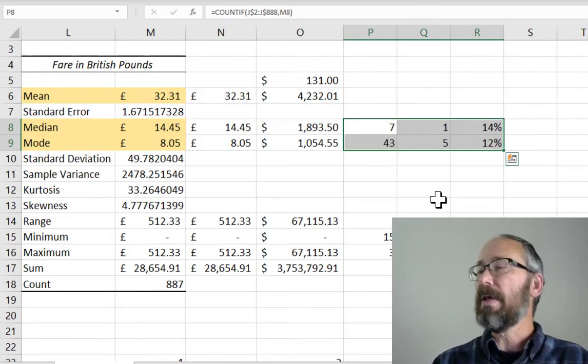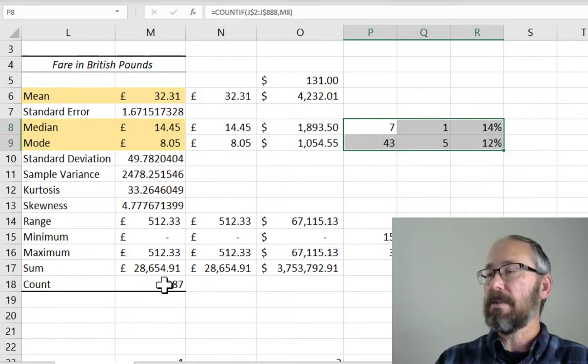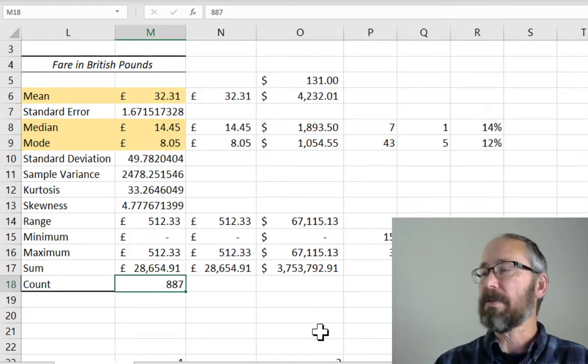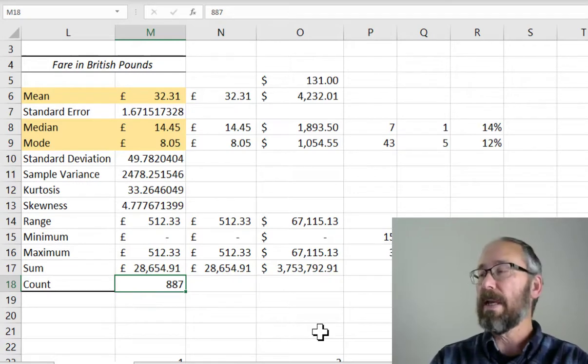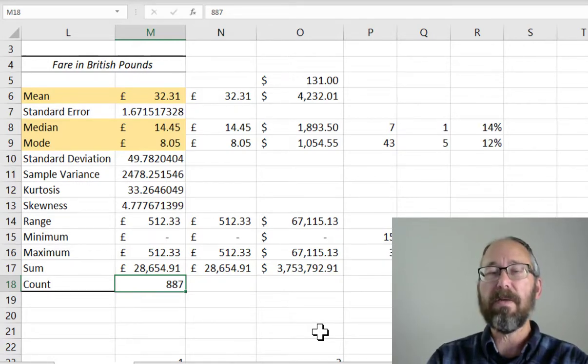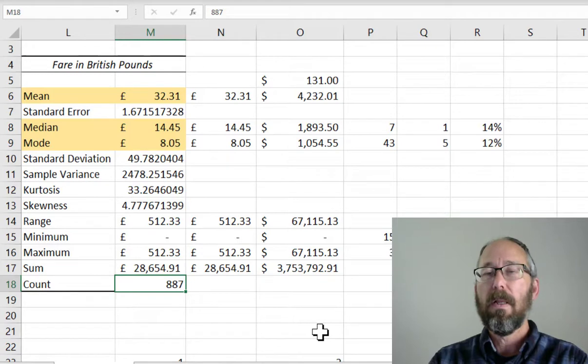Okay, and then for the mode, the most frequently occurring one, occurred 43 times out of the, what do we have, 887 down here as far as our count goes. And 5 of those survived, so 12%, still not real good. I don't know what the total survival rate was on there, on the Titanic. But thinking about total survival rate leads to a discussion about the difference between a sample and the actual population.